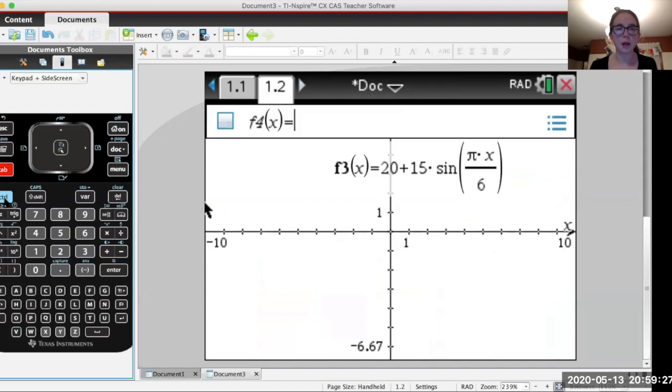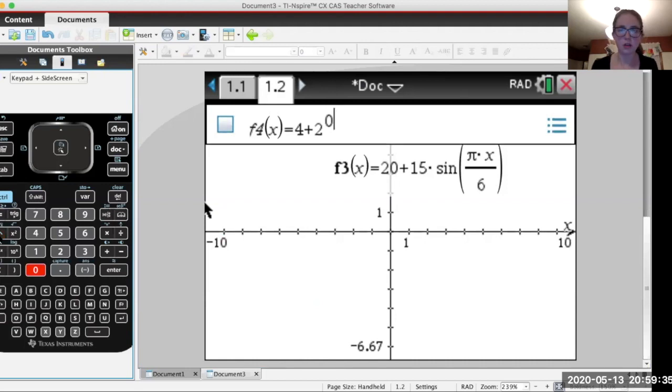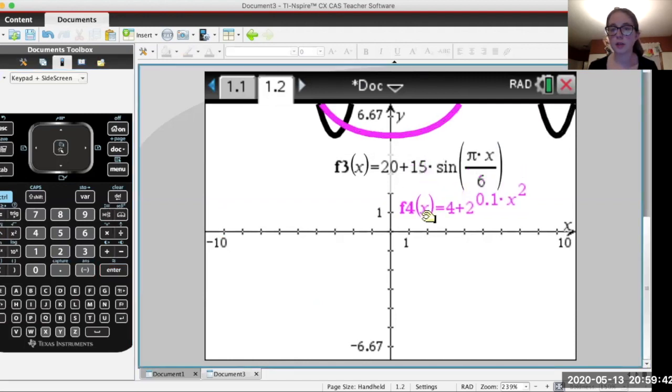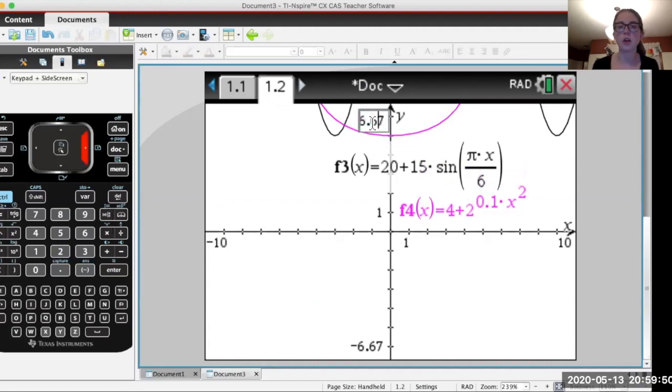And then I'm going to hit tab to bring up my entry line, and I'm going to type in the second function, 4 plus 2 to the 0.1, and I have to remember to use x, not t squared. And I can see that there are definitely going to be some intersections for these graphs, but I can't quite see them. I know I want some more in the y direction, so I'm just going to change the y max value maybe to 20, and if that's not big enough, I'll make it bigger.